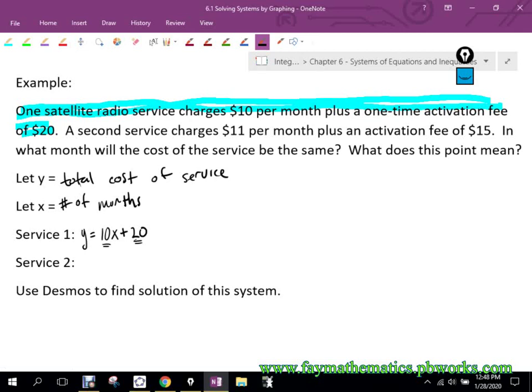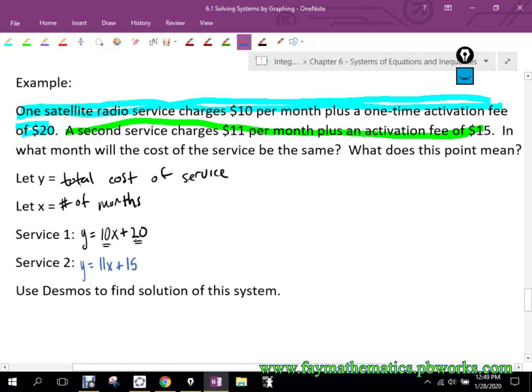Okay. Now, service 2, looking at that scenario. So what's that equation going to look like? Y equals 11x plus 15. Good. Okay. Now, here's the thing about this.